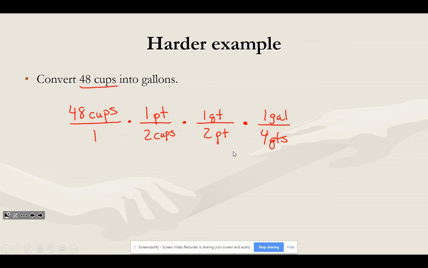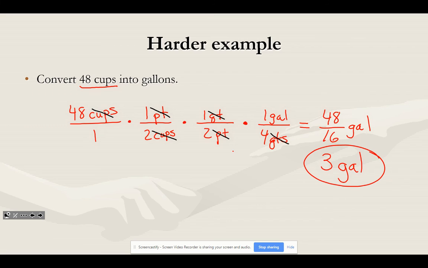I'm in my desired unit of measure at the end. I can cross-cancel all the way through with my units. Now, I need to multiply across the top and bottom, and I have 48 times 1 times 1 times 1, which is 48. 2 times 2 is 4, times 4 is 16. 48 over 16 simplifies to 3. So my final answer is 3 gallons.